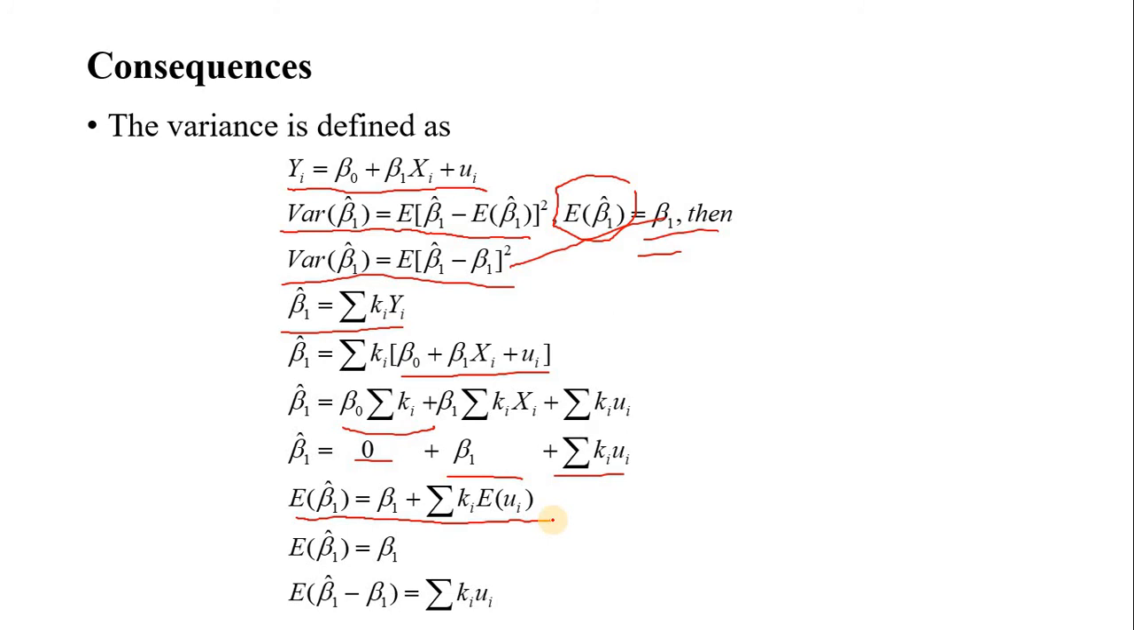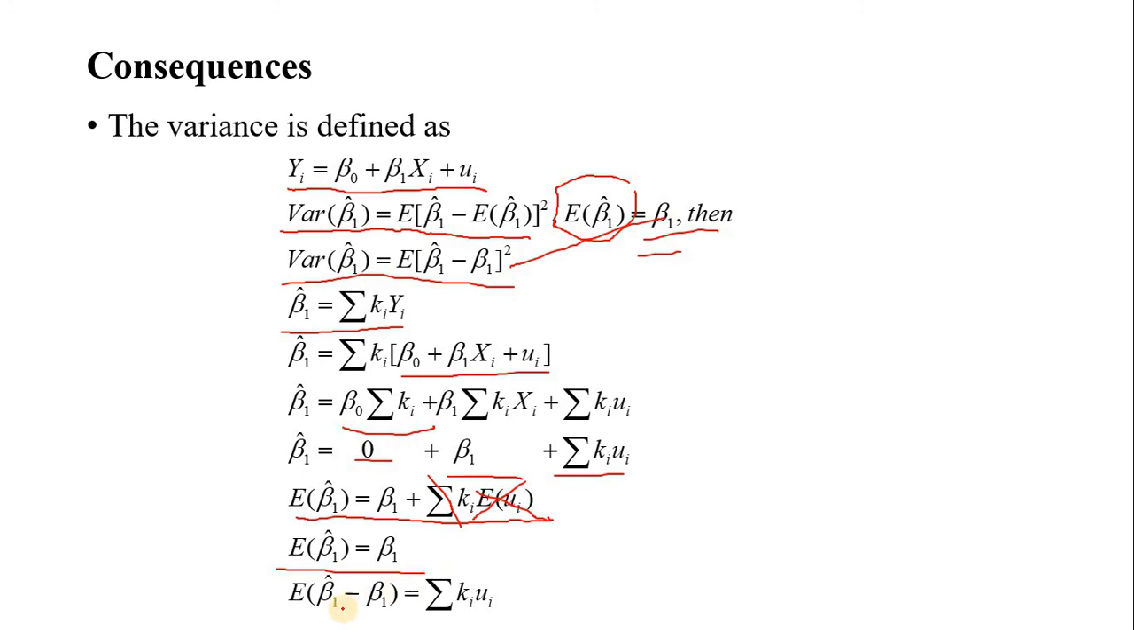So beta 1 plus sigma ki into the expectation of ui. And as you know, the expectation of ui is equal to 0 by assumption 3. Then what remains is beta 1 plus sigma k, and we have already seen that sigma k is also 0. So expected beta cap 1 is equal to beta 1. So we have proven that even if there is a problem of heteroscedasticity, the unbiasedness property will remain unchanged.